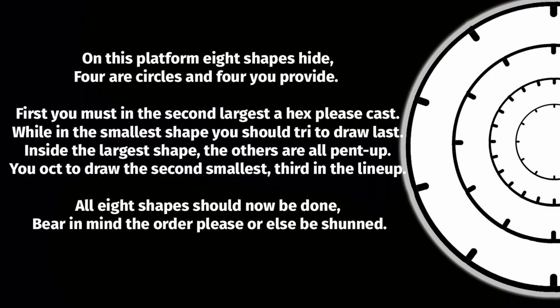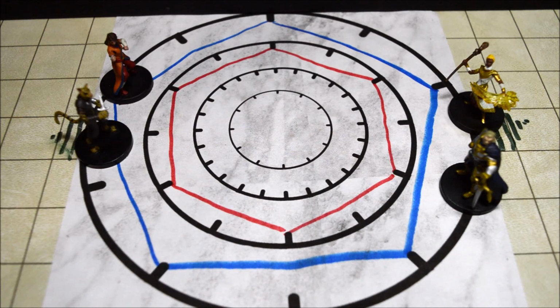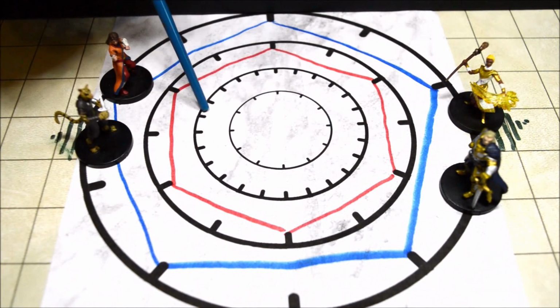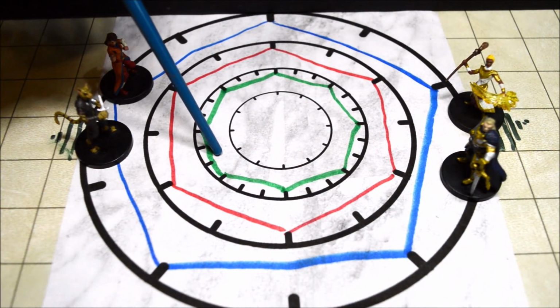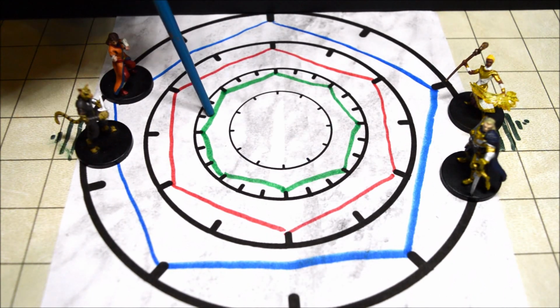The third one, we're going to take the last line of the cryptic message. "You oct to draw the second smallest, third in the lineup." That means this is our third action. OCT means 8. So we are going to draw an octagon in the second smallest circle. So now the third portion of our ritual is complete. We have an octagon in the second circle.